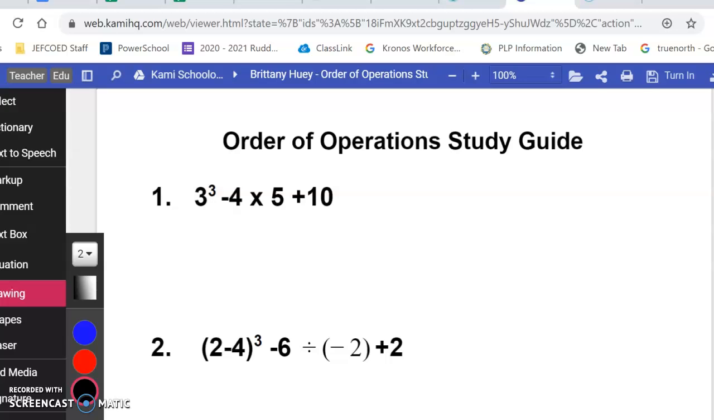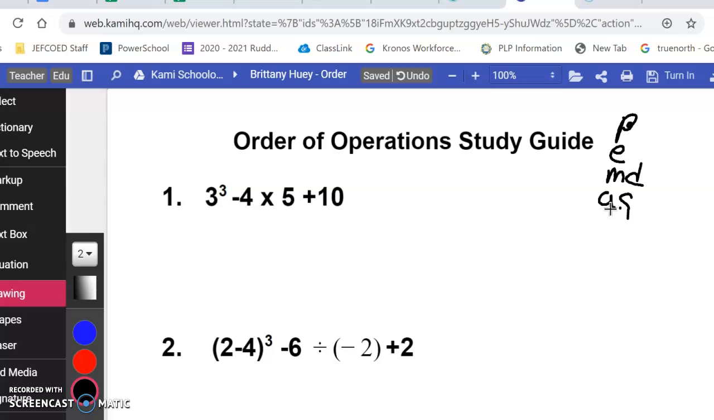All right, so we want to start. Remember, order of operations. You go parentheses, exponents, multiply and divide, and add and subtract. There are your 4 steps. So right here we do not see any parentheses, so don't have to worry about that. However, we do have an exponent.